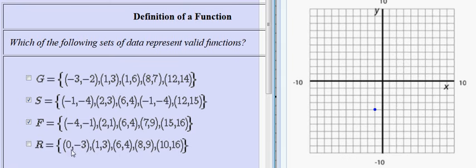The last set of data, if you look at it, is the same as the set of data R. Relation F, I believe, is the same as relation R, in that my x values never get repeated. Here I have an x value 0, then 1, 6, 8, and 10. That means every input's only going to get mapped to one single output. I think these two are the only functions, and I'm done with the problem.